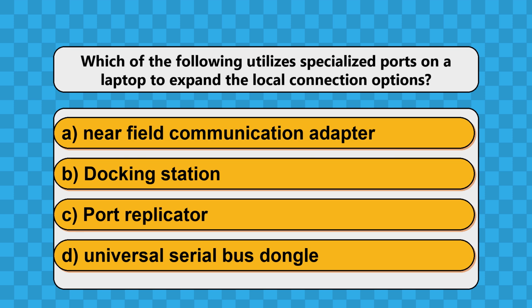Question 50. Which of the following utilizes specialized ports on a laptop to expand the local connection options? Option A, near-field communication adapter. Option B, docking station. Option C, port replicator. Option D, universal serial bus dongle. The correct answer is option B, docking station.